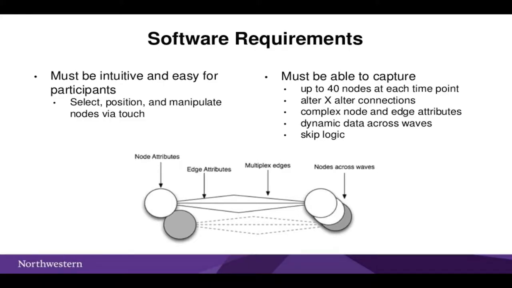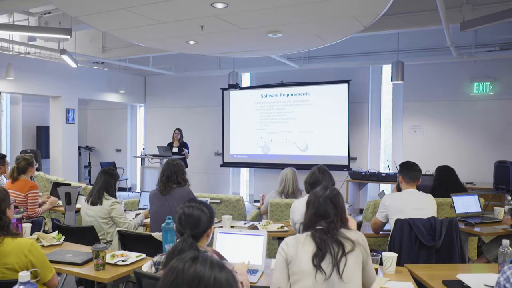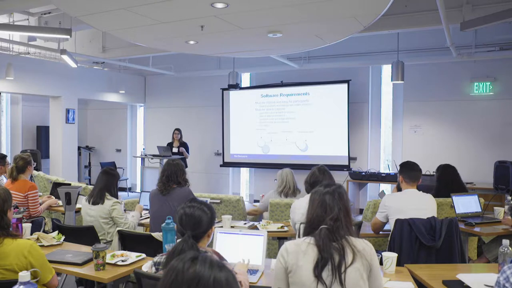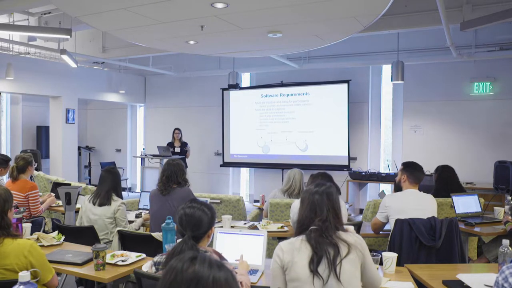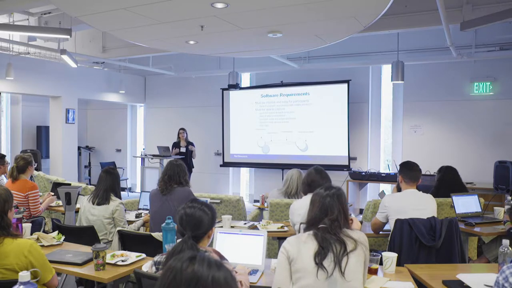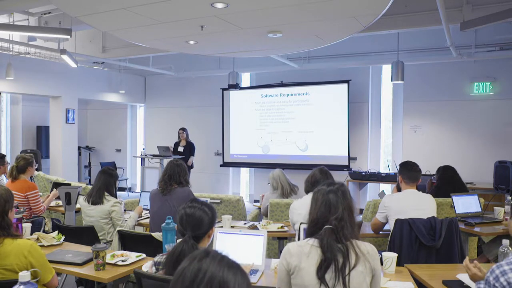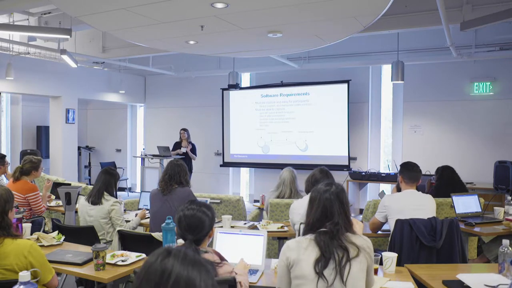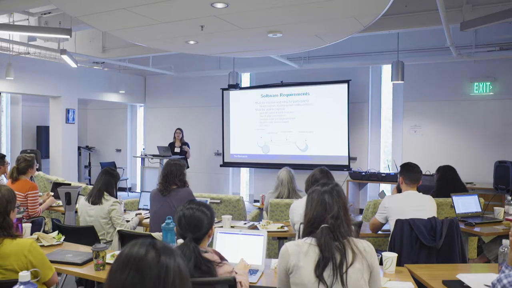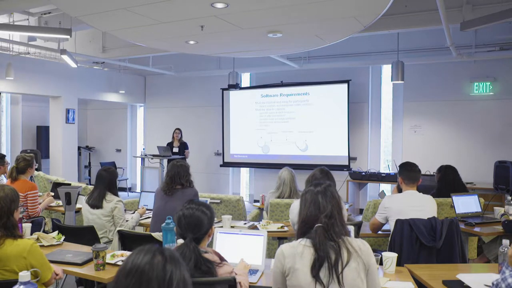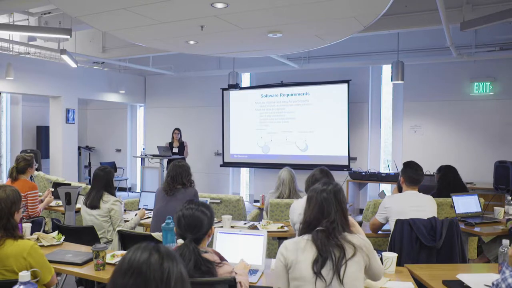So some of our requirements for this: it needed to be very easy for participants because they were getting blood drawn, they were getting all kinds of things. They were filling out an hour-long REDCap survey in addition to the network stuff. So we were trying to figure out how we can make the network portion very easy, very simple, intuitive for them. And then also being able to get a lot of data about a lot of different individuals and alter connections, complex node and edge attributes, dynamic data, skip patterns, all kinds of things, just so that people aren't entering the same thing over and over again, making it very simple from a participant standpoint.